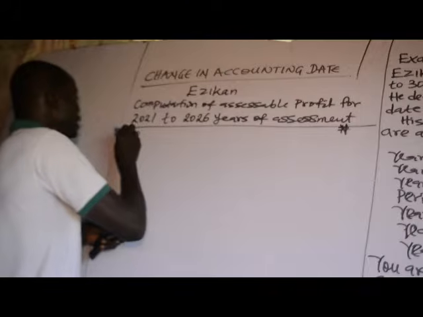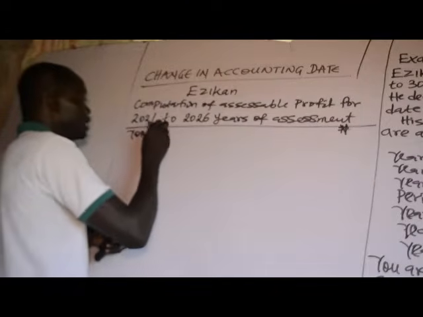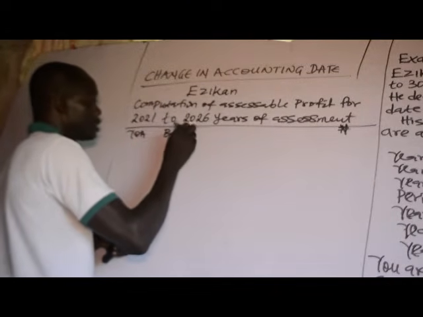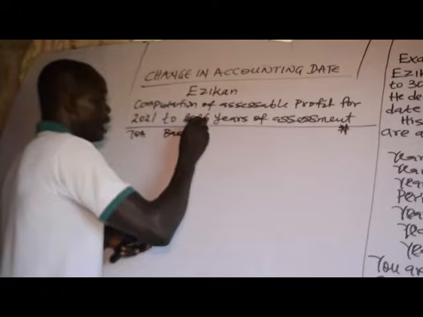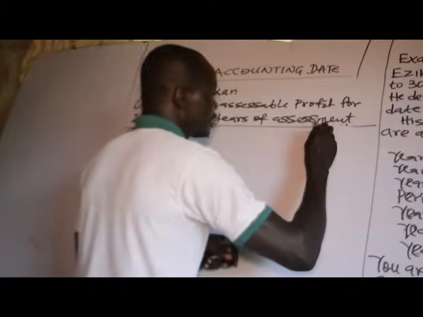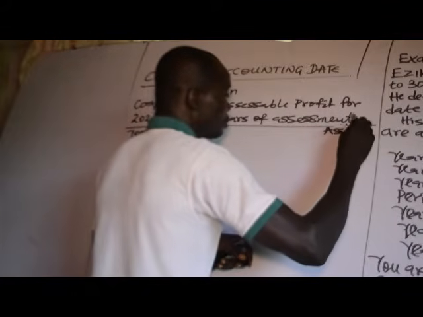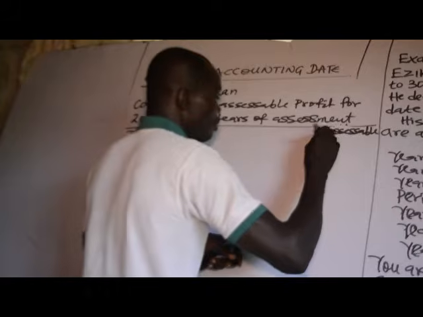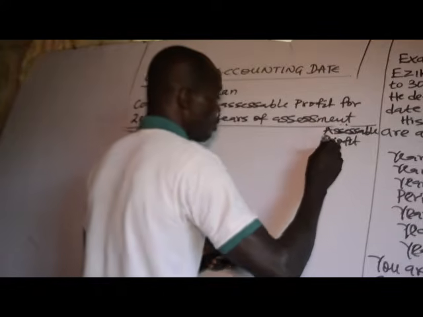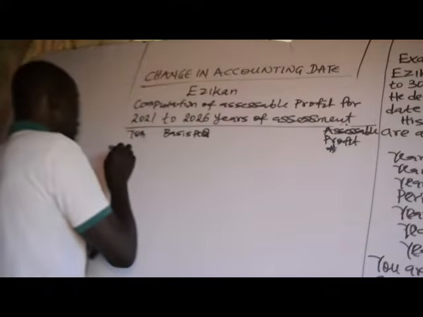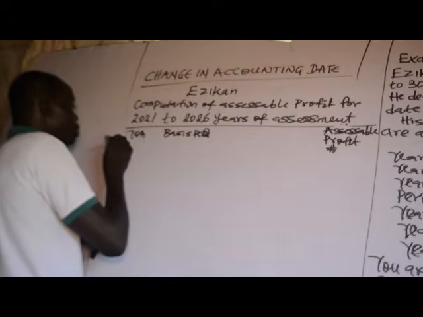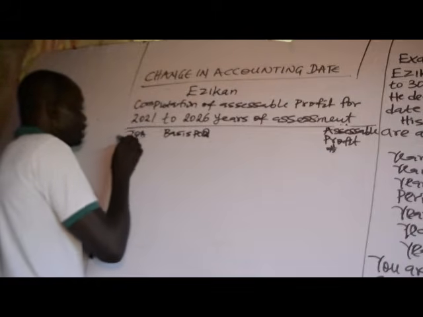Year of assessment, basis period, and the assessable profit. The first year of assessment is 2021.